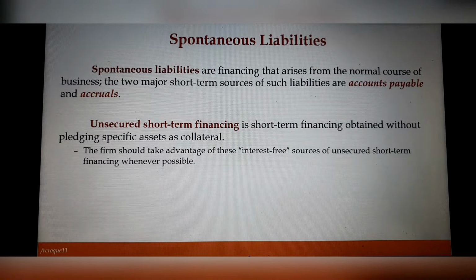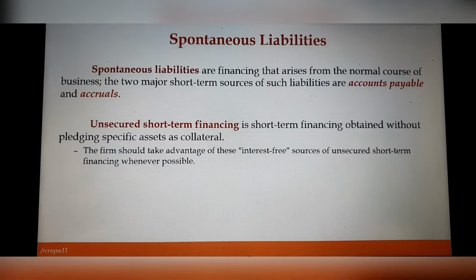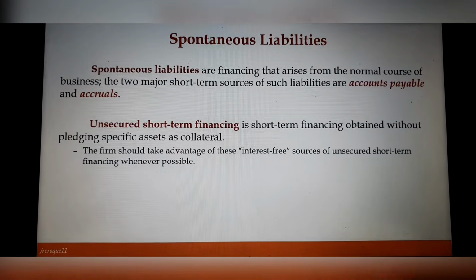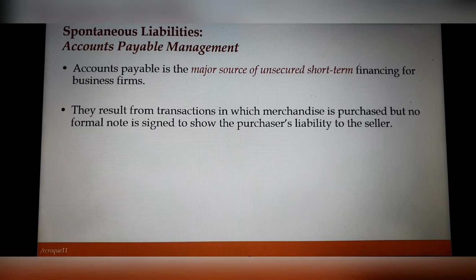So, we have the unsecured short-term financing. Pag sinabing unsecured, walang collateral. Because if may collateral, that is secured short-term financing. At ang accounts payable ang ating major source of unsecured short-term financing. Because these result from the transactions in which the merchandise is purchased pero walang formal note signed to show the liability to the seller. Kasi kung meron tayong formal note, it would be notes payable. And tulad ng sabi natin kanina, if we are going to settle our payables, gusto natin hanggat maaari ma-extend natin.